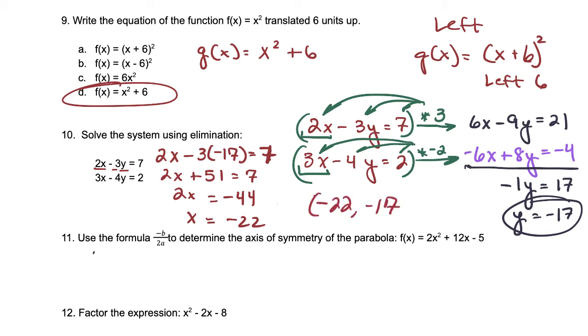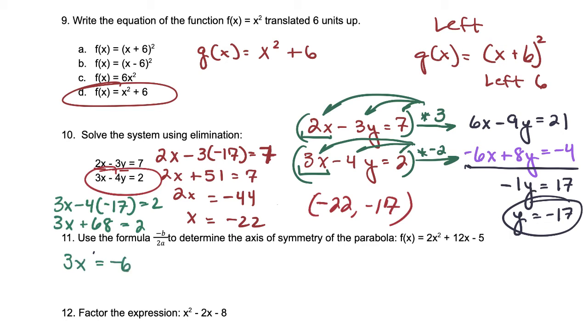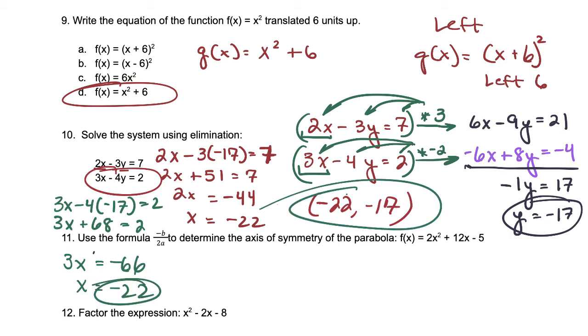Now, just for sport here, I am going to stick it in the second one, see if that agrees. So 3x minus 4 times negative 17, again, putting in that new y value. See if that equals 2. Or if this comes out to the same thing, negative 22. So that's plus 68 equals 2. Subtract 68, I get negative 66 divided by 3, negative 22. Yeah, it agrees. So both of them go through the exact same points.